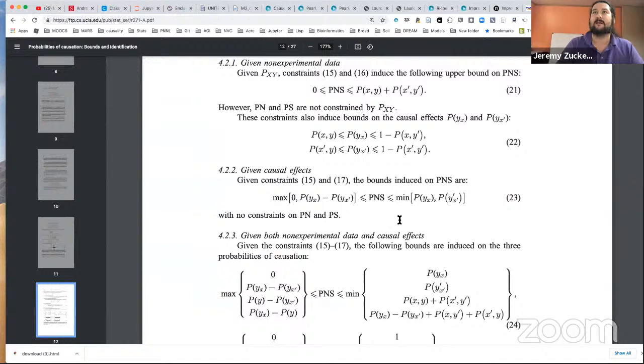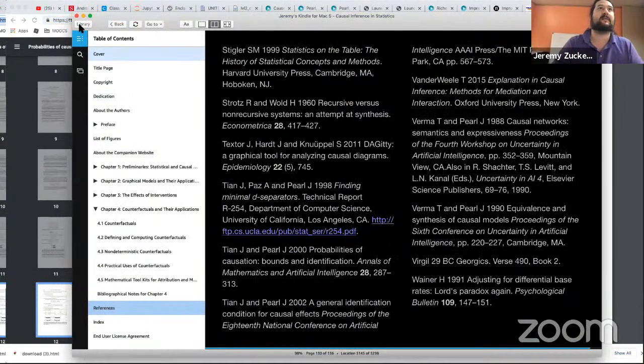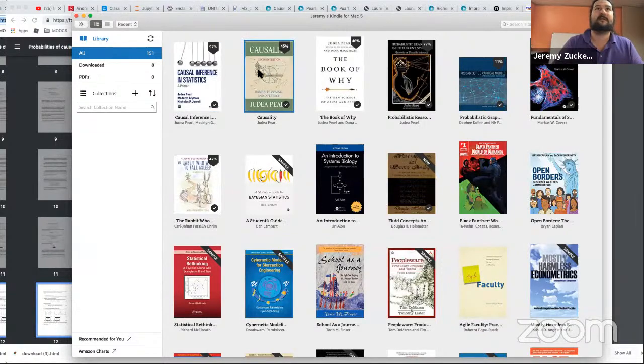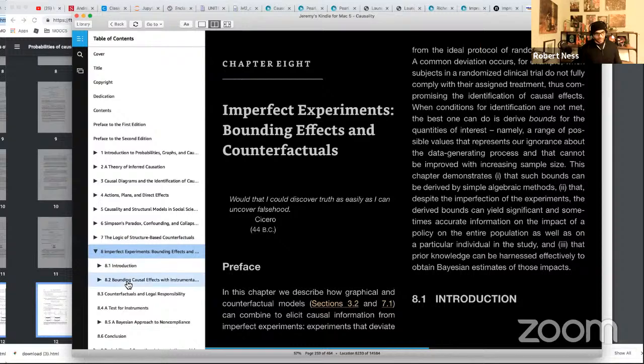What chapter are you in? This is not a chapter. This is the reference where he said this is Tian and Pearl 2000. I think this is in chapter 8 of his book. Oh, okay. So back to Causality, chapter 8. I thought the bounds were presented okay.